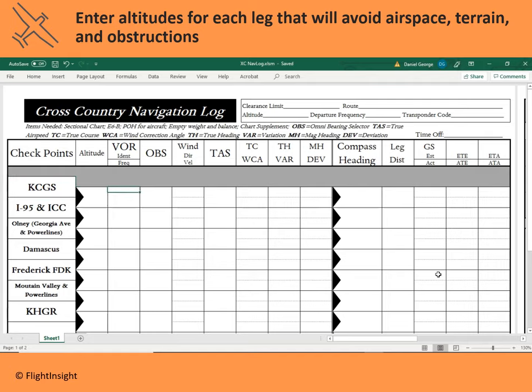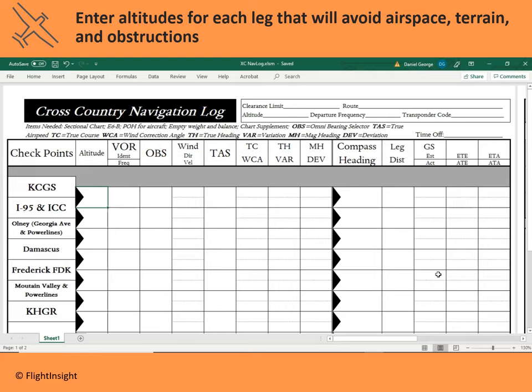Now notice how the nav log is set up. You have sets of checkpoints like this first leg that starts at College Park and then goes to I-95 and the Intercounty Connector. And then the rest of the nav log has rows straddling those two, or in between the two. That's because this information is going to apply not to a single checkpoint, but to the leg between those two checkpoints. So for example, if I put an altitude in this box here, it's going to be the altitude I'm going to fly between College Park and that I-95 Intercounty Connector landmark.